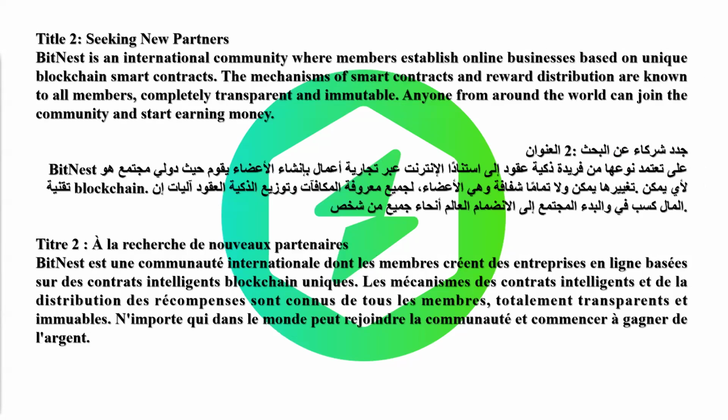Okay. Let's go to topic 2. Seeking new partners. Right. So BitNet is an international community where members establish online business based on unique blockchain smart contracts. Right. So the mechanisms of smart contracts and rewards distribution are known to all members, completely transparent and immutable. Immutable means unable to change. So everyone from around the world can join the community and start to earn money. That's it. That is very simple, straightforward.